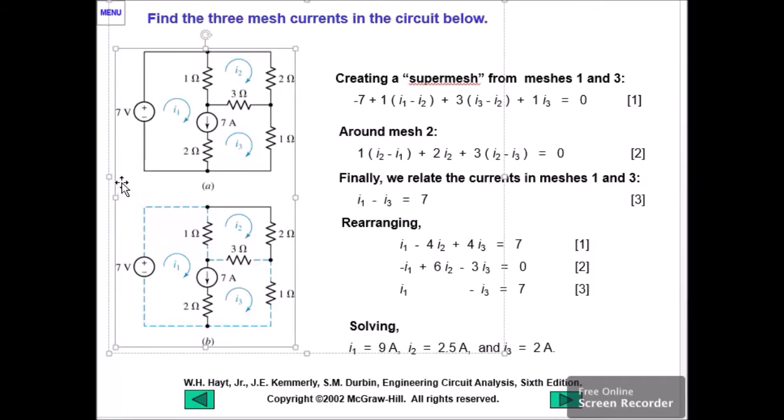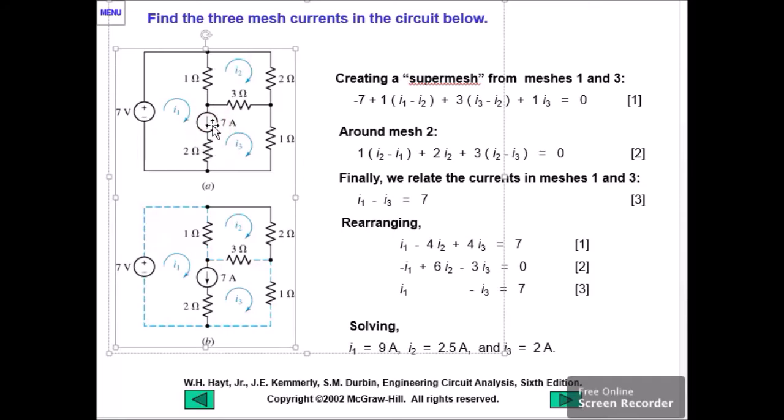Okay. So, kapag walang super mesh, dapat meron tayong tatlong equation for this one. Pero pag may super mesh, madali na lang. Okay, tingnan mo tong branch na to. Meron na siyang current source na 7 ampere.